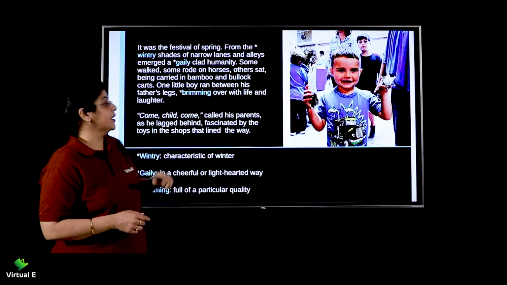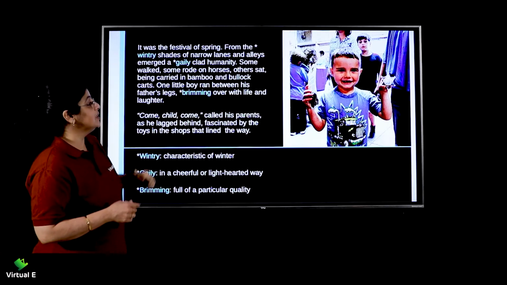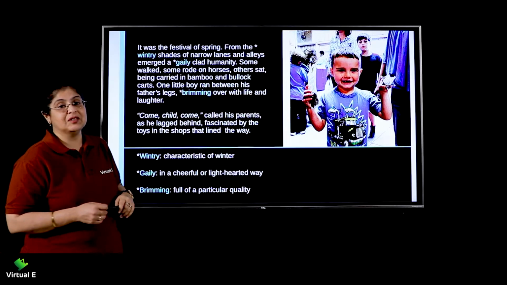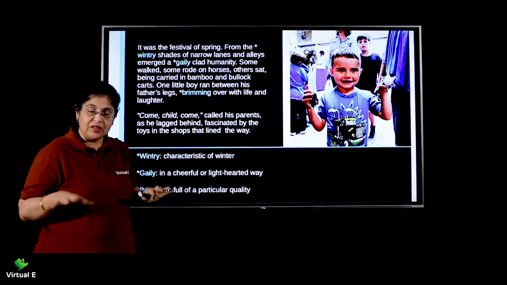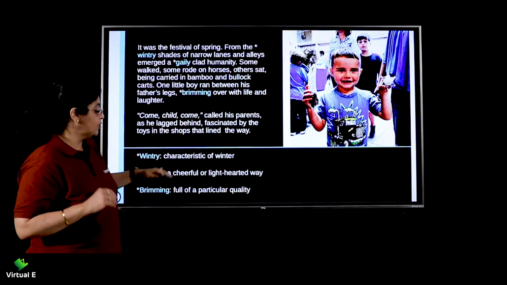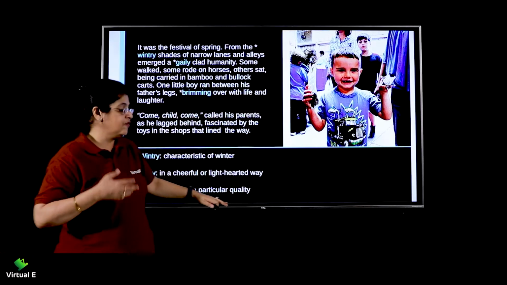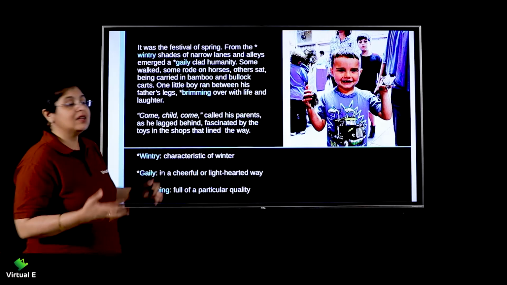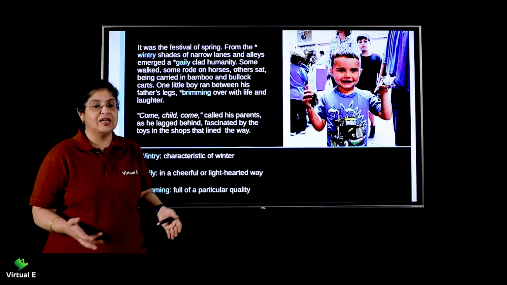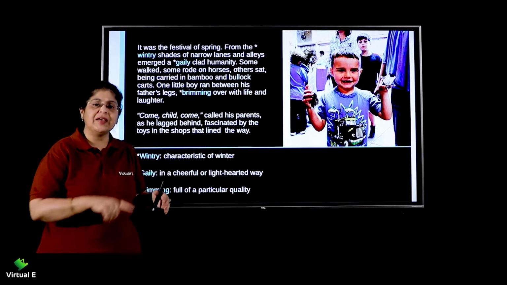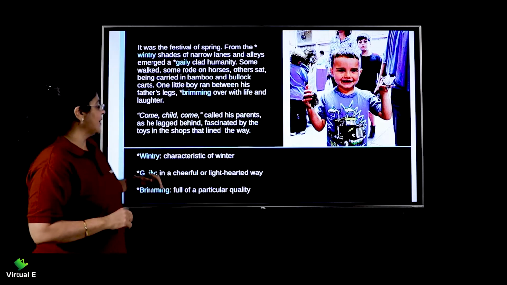One little boy ran between his father's legs, brimming over with life and laughter. Now, among all these people, there was this little boy who ran. Brimming means full of a particular quality. He was brimming over with life and laughter. He was a very happy child, a very cheerful child. And he was playing, he was running around in between his dad's legs.